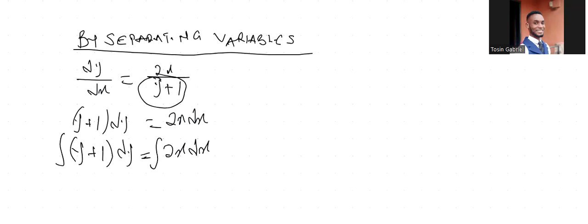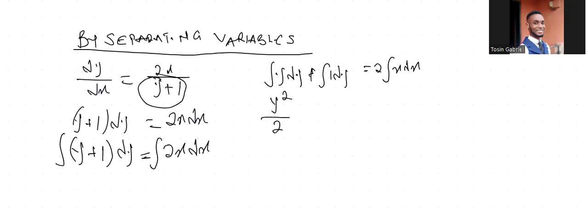You can simply say that the integral of y dy plus the integral of 1 dy, or just simply dy, is equal to the integral of, you take out 2 as a constant, x dx. If you integrate y, it's going to be y squared over 2. Then, if you integrate dy, we are going to have y. And if you integrate x, you are going to have x squared over 2. These two will cancel, then plus c. Therefore, we have y squared over 2 plus y equals x squared plus c.